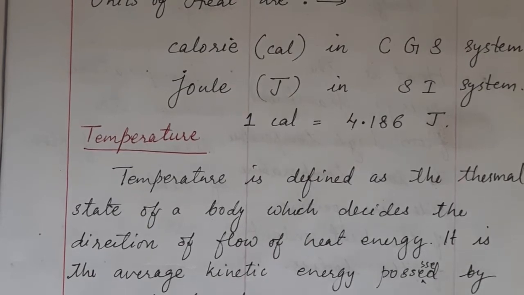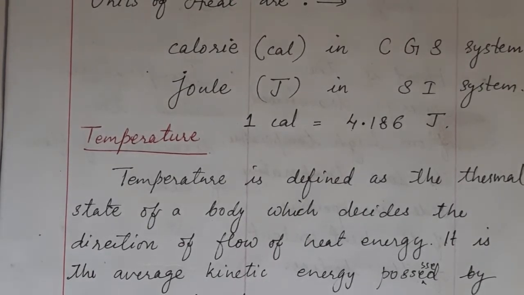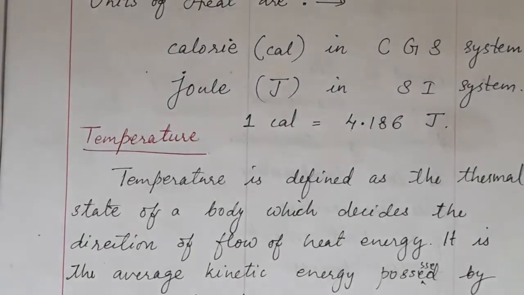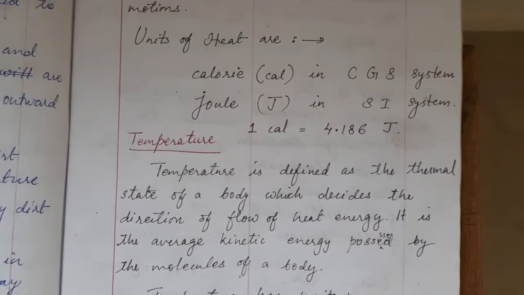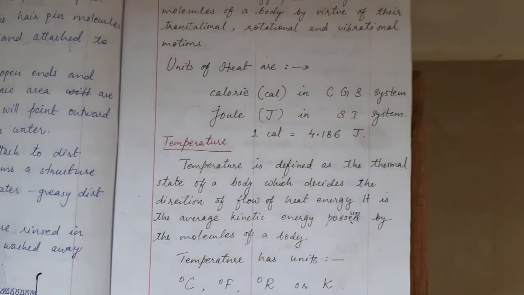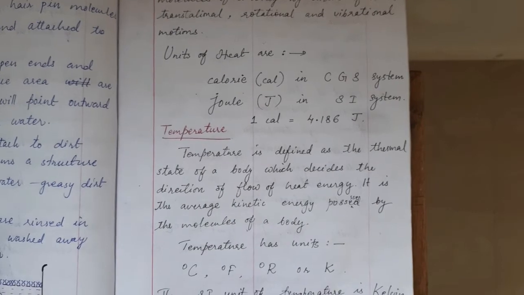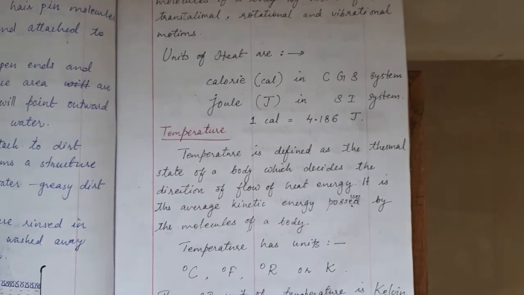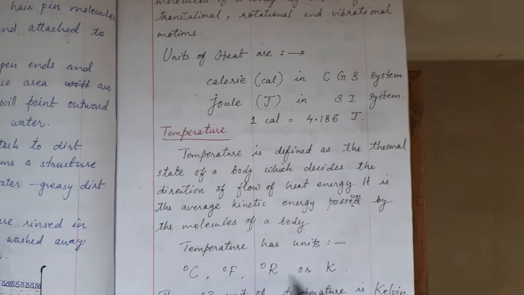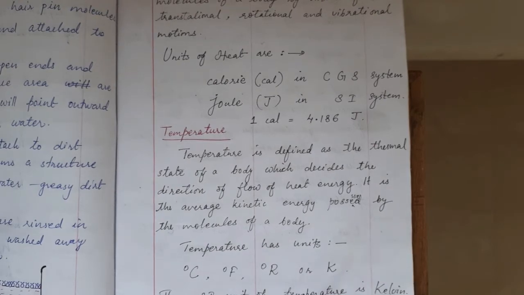Temperature, we know, is measured in different units, for example degree Celsius or Fahrenheit or Kelvin scale. We even use the Romer scale, that is a Romer scale. So degree Celsius, Fahrenheit, Romer and Kelvin. The SI unit of temperature is Kelvin. The standard unit of temperature is Kelvin.